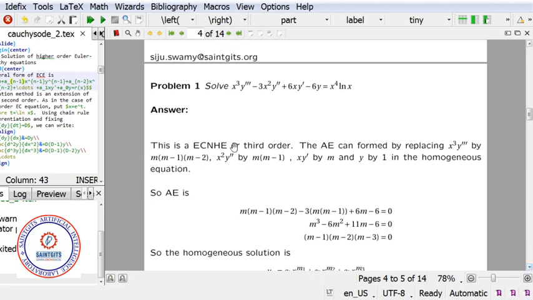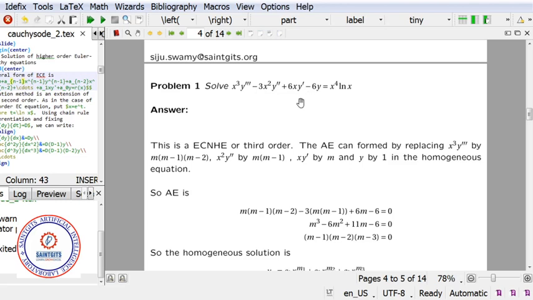As an example, we consider this one. Solve x cube y triple dash minus 3x square y double dash plus 6 x y dash minus 6y equal to x raised to 4 into logarithm of x. Clearly it is a non-homogeneous differential equation, and along with the derivatives of y there are x terms. One more thing: the order of the derivative and the power of x in each term are the same, and therefore it is an Euler Cauchy equation.